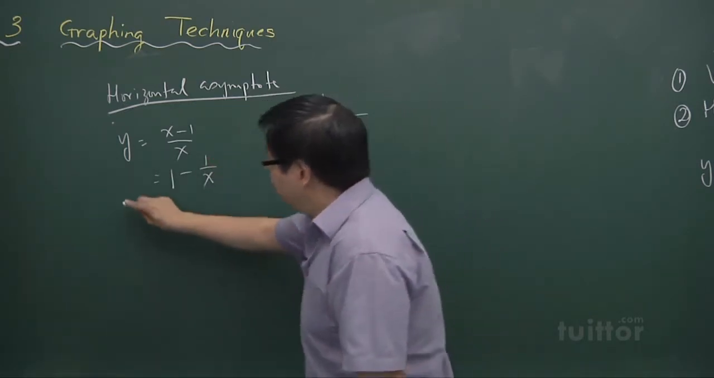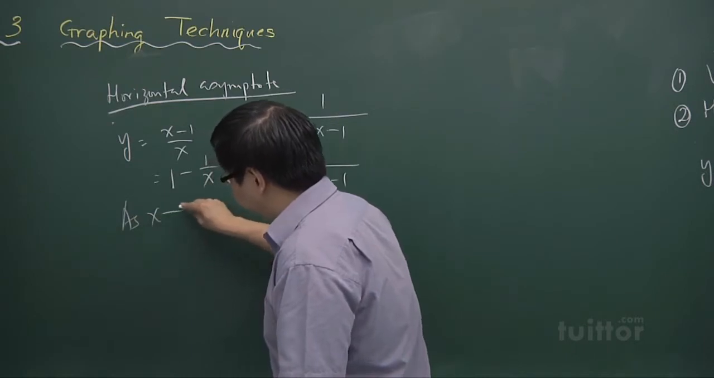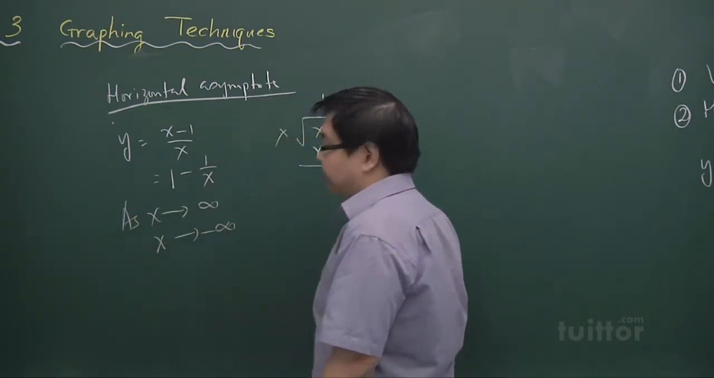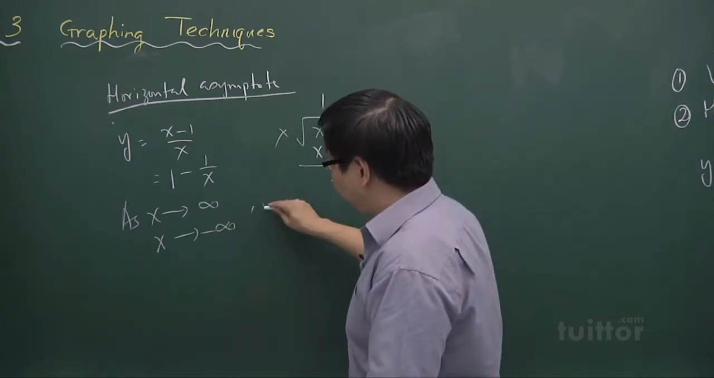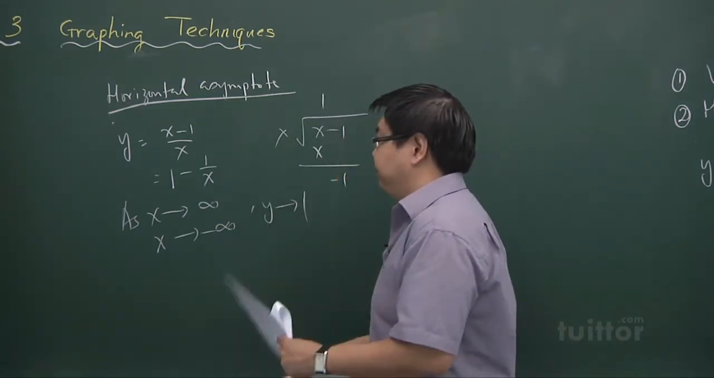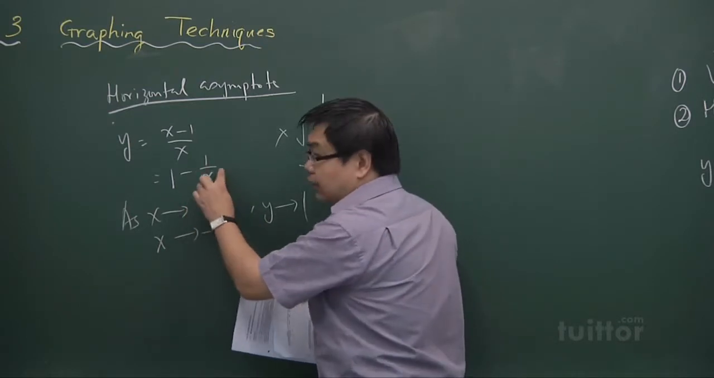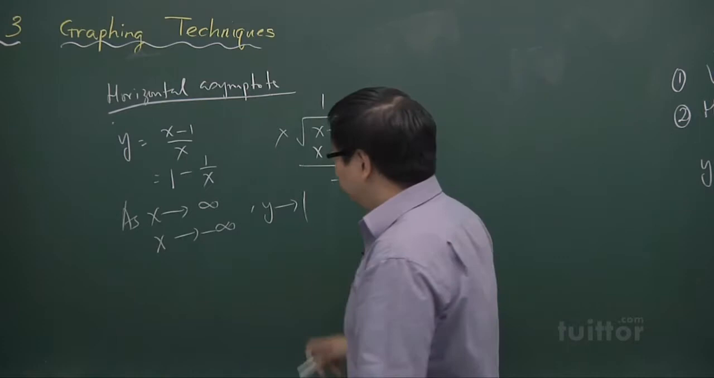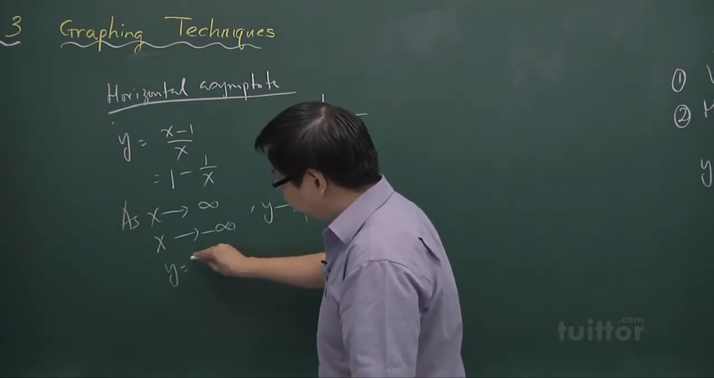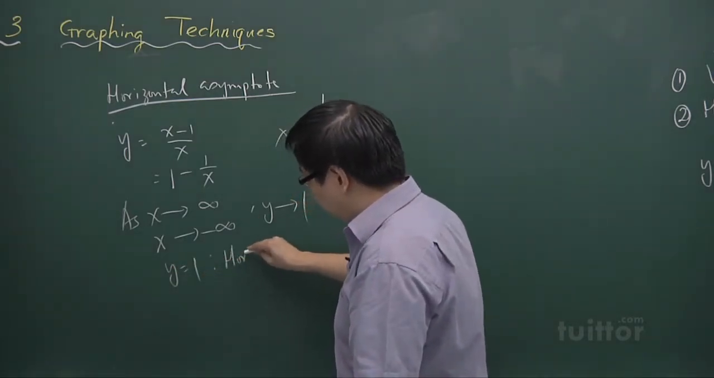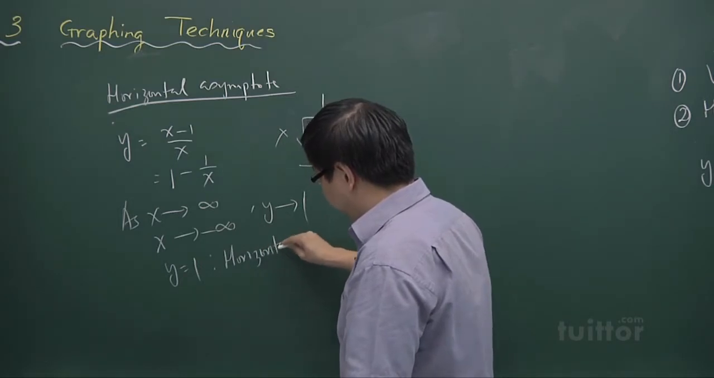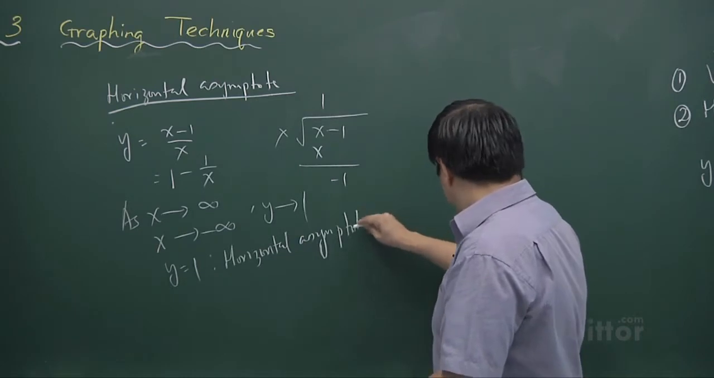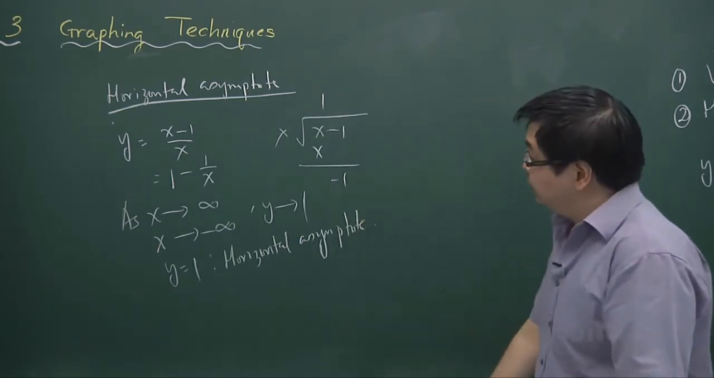Okay, so if you let x go to infinity or x go to minus infinity, what do you notice? The y values will go to 1 because x becomes very, very large, and 1 over a very, very large number will go to 0. Okay, so y equals 1 will therefore be what we call the horizontal asymptote.